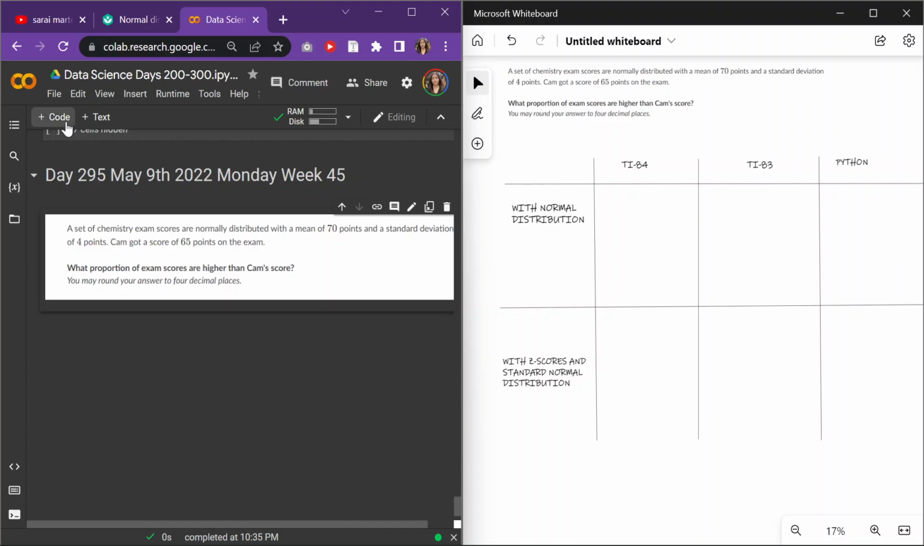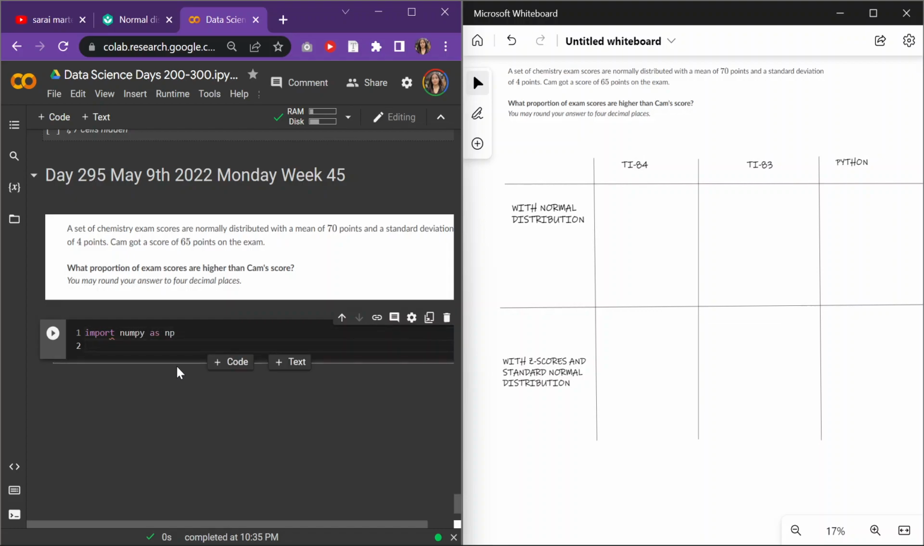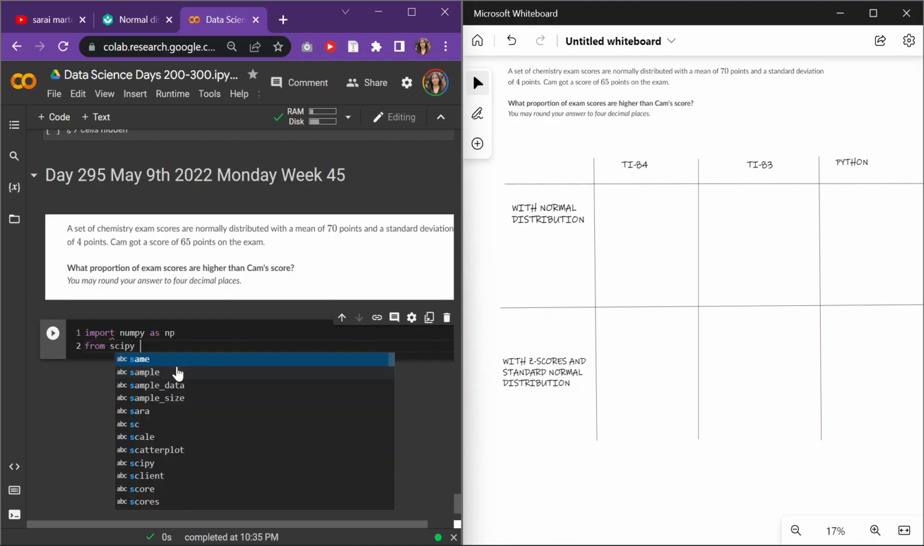And so the first objective here is to visualize this to give you an idea of what we're working with, what we're trying to find, and then the second part of this is to solve for the proportion of exam scores that are higher than Cam's score. So to visualize this, to make a graph, basically is what we're doing. We're going to get our x values and y values, and to do this we need to import some libraries. So I'm going to first import NumPy as NP, and I'll tell you in a second what these libraries do.